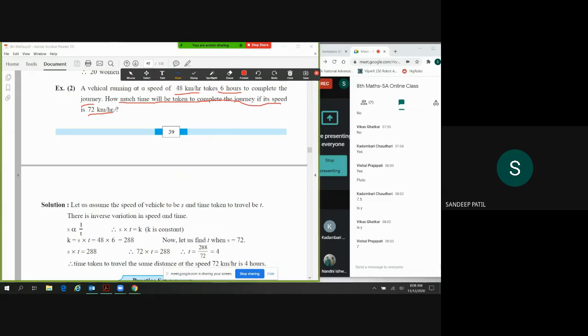So generally we use this type of problem with 48 kilometer per hour and 72 kilometer per hour, the speed of vehicles, or we can also know the speed of a train. For example, suppose Mumbai to Delhi is the same distance, and if we want to travel it at a certain speed, and if we increase the speed, then how many hours can we reduce.